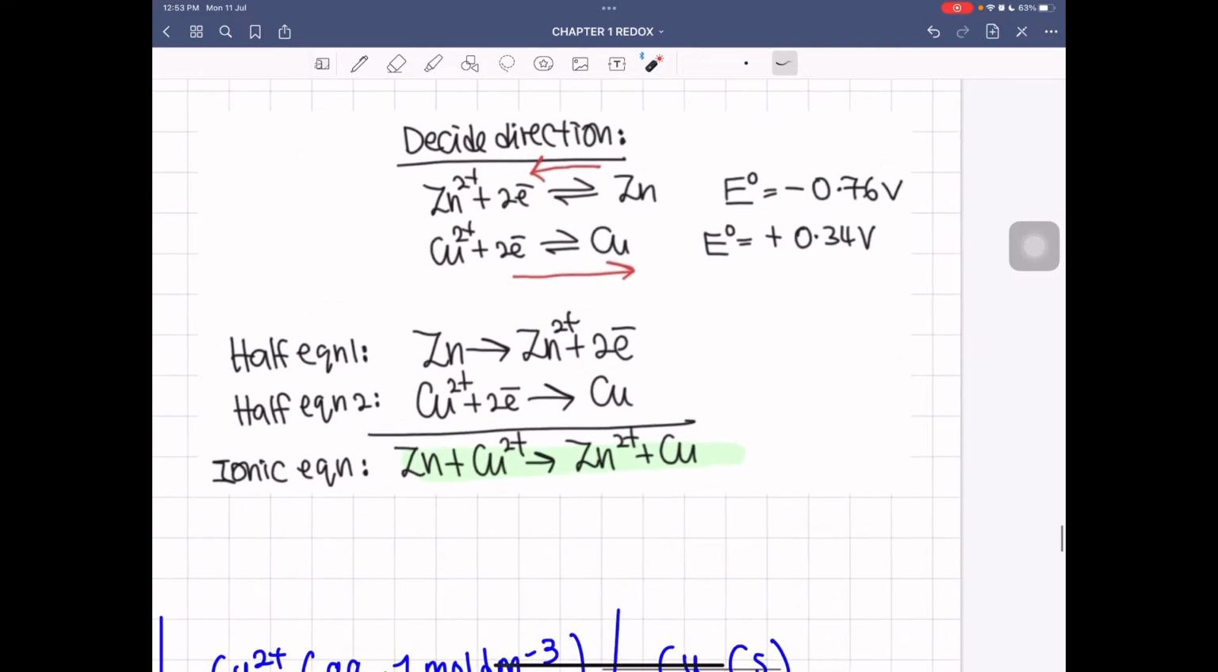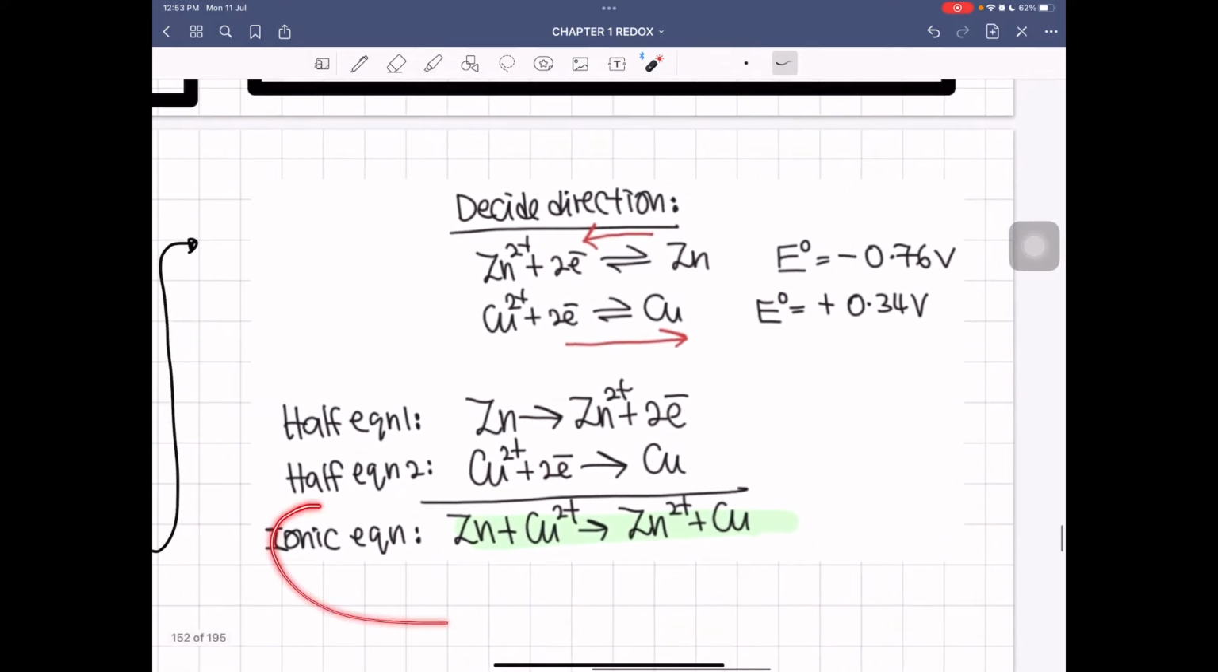And then you're going to balance out. You're going to make sure the electrons are the same. Because it's the same here, the two half equations have two electrons, so just cancel and combine it. Zinc plus copper 2+ equals to this. The 2 electrons cancel out. So from there you already form your ionic equation.